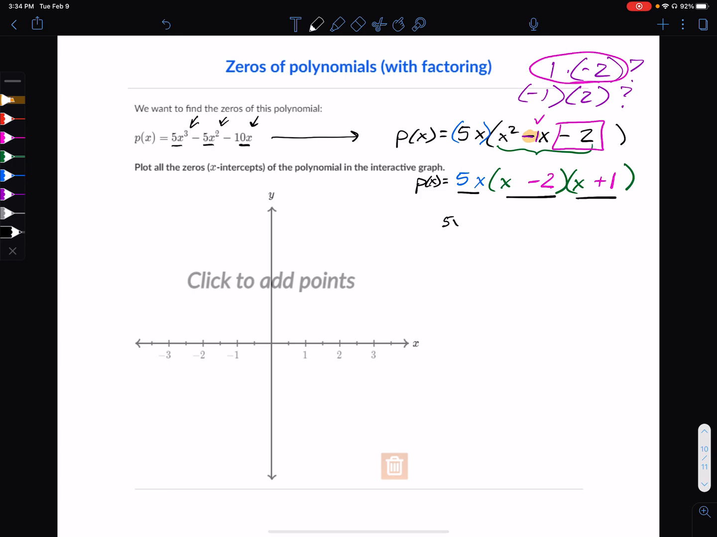So 5x equals 0 means we have a 0 at 0 if you solve that. x minus 2 equals 0. That's going to be a 0 at 2. And x plus 1, when do you equal 0? I equal 0 at -1. So there's a 0 there, there's a 0 there, and there's a 0 there.